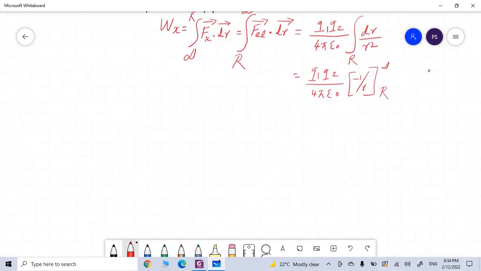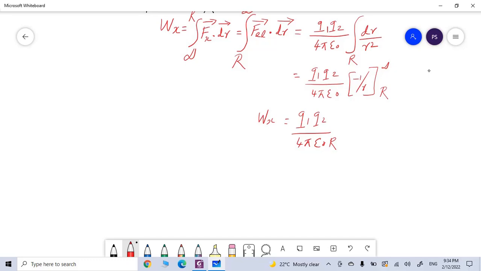So if we evaluate this integral, we can get the work done, which is Wx = Q1 Q2 by 4 pi epsilon 0 capital R. 1 by infinity is always 0. Minus of minus 1 by r is plus 1 by r. So we have evaluated this integral.